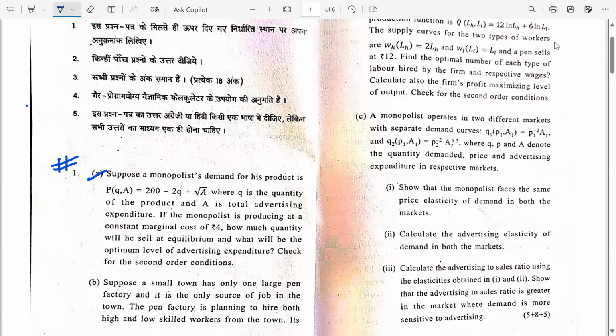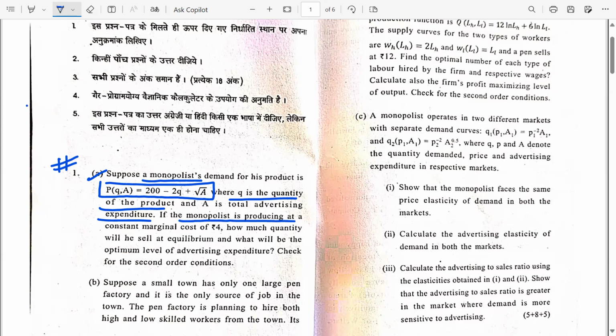Suppose a monopolist's demand for the product is given by 200 minus 2q plus square root of A. This is the demand function facing the monopolist. Q is the quantity of the product. A denotes the total advertising expenditure. So that means the demand of the monopolist depends upon the quantity. The price charged by the monopolist depends upon the quantity as well as the level of total advertising expenditure.